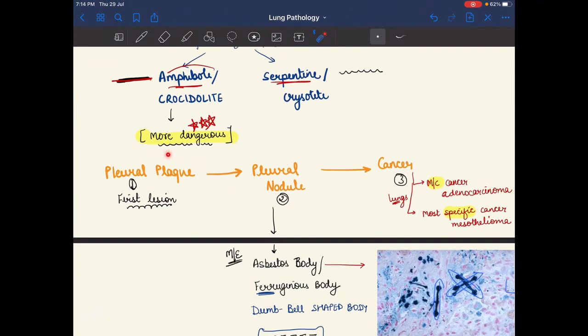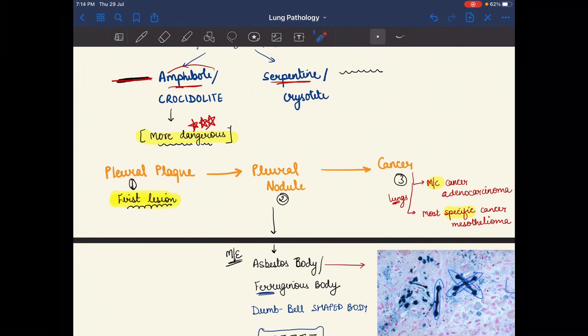Now how does it occur? First a pleural plaque is there. The first lesion is pleural plaque, and pleural plaque is converted into pleural nodule, and pleural nodule is converted into cancer. So in asbestosis, the first lesion is pleural plaque.